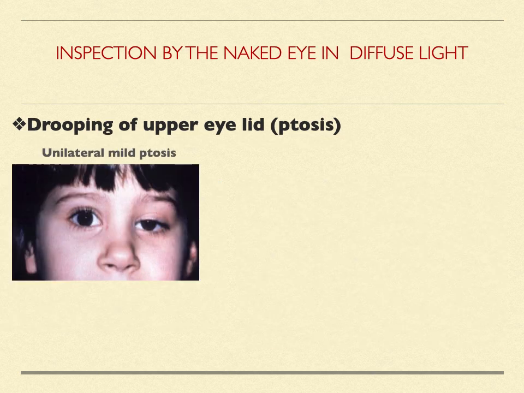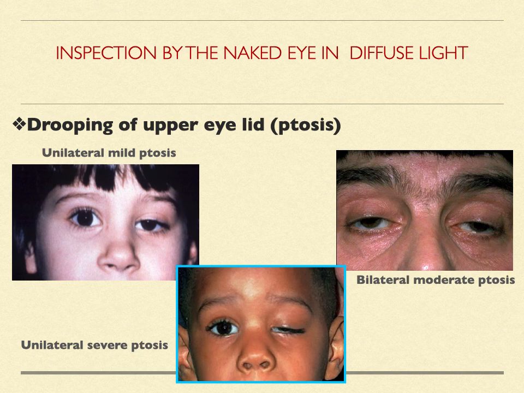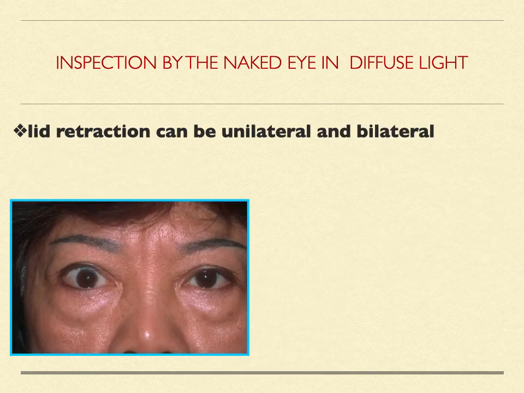And here's an example. Dropping of the upper eyelid. It could be unilateral, like this patient. She has dropping of the left upper eyelid, and it is mild. Now we can see how the upper eyelid can be severely dropped and covering most of the cornea, more than 6 millimeters, and this is severe. It could also be bilateral, and it could be moderate like this. So it could be unilateral, could be bilateral. It ranges from mild, moderate to severe depending on how many millimeters it covers. Then comes the lid retraction, which is the opposite of dropping of the upper eyelid.